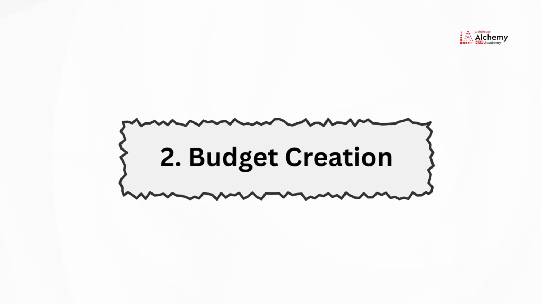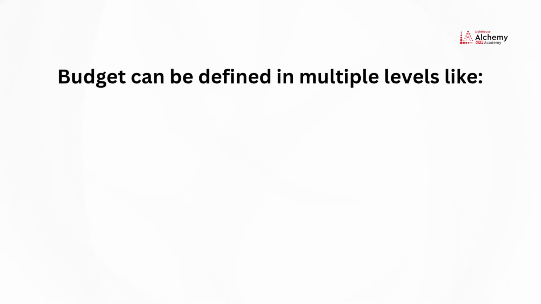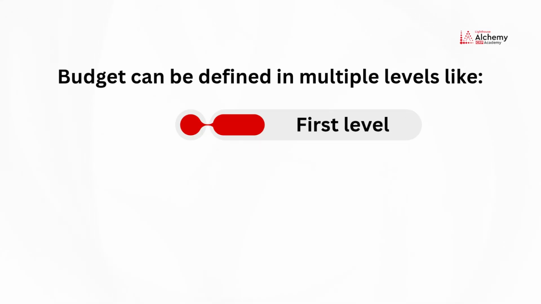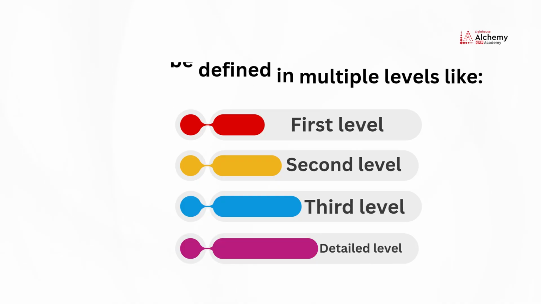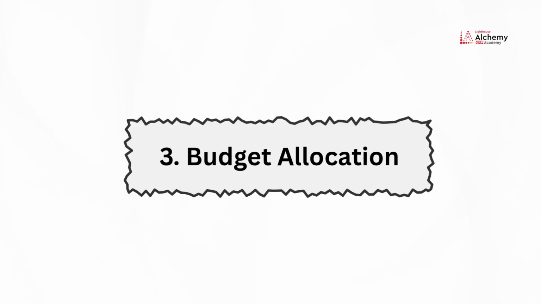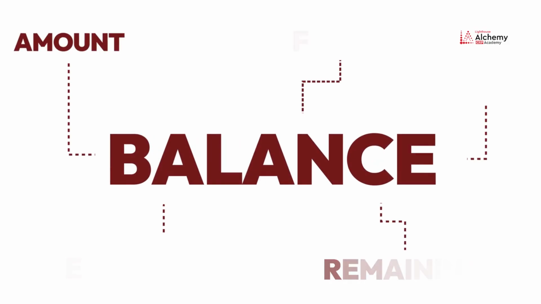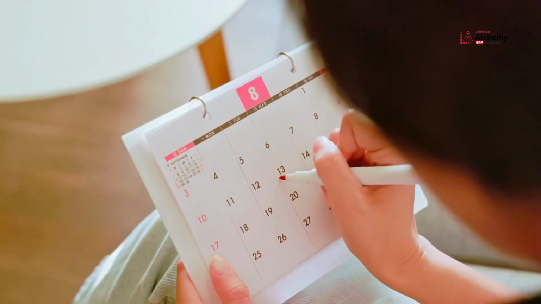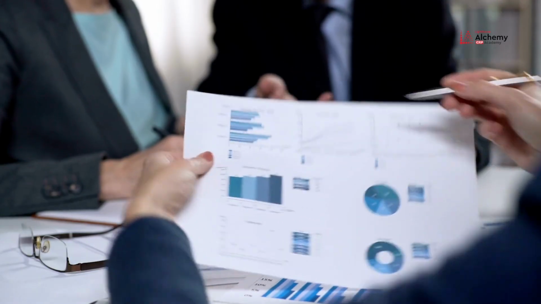2. Budget creation. Once configuration is done, budget is created step by step. Budget can be defined in multiple levels like first level, second level, third level, detailed level. This helps in organizing budget in a structured way. 3. Budget allocation. After creating the budget, amount is allocated period-wise, monthly, quarterly, yearly, department-wise or project-wise. This ensures proper distribution of funds.